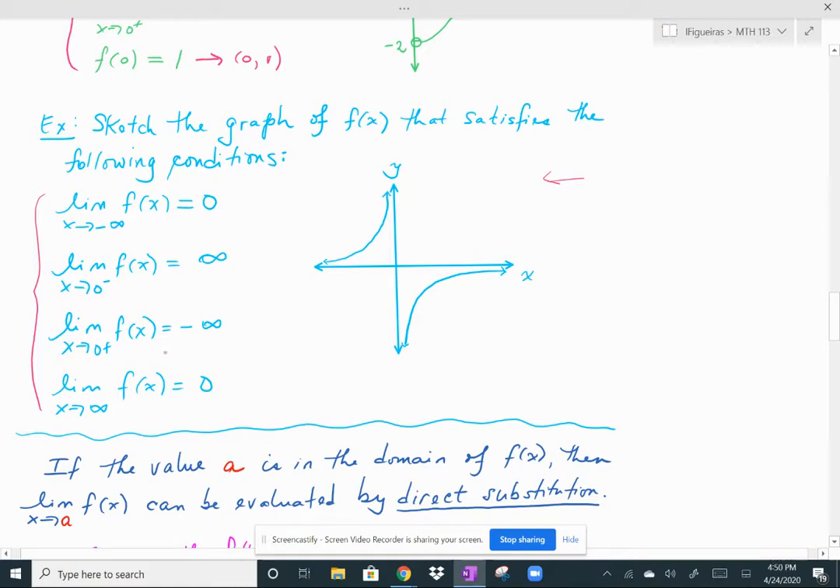Now let's look at the next two. As x approaches 0 from the right, your function value goes to negative infinity. Well, that's the behavior that you see right here. So as you get closer and closer to 0 on the right, your function value goes to negative infinity. And as x goes to infinity, your function value goes to 0. Well, that's the behavior that you see right here. As your x values get very, very large, your y values get closer and closer to 0. Okay, so these sketching problems take some practice, so make sure you understand the concept and how to read limits before you try to sketch based on conditions.